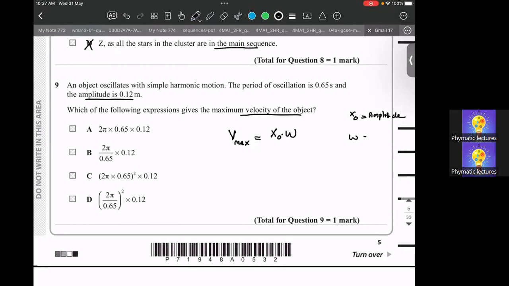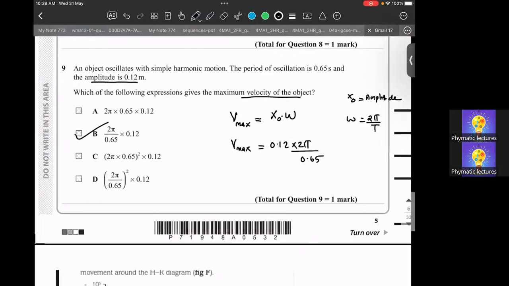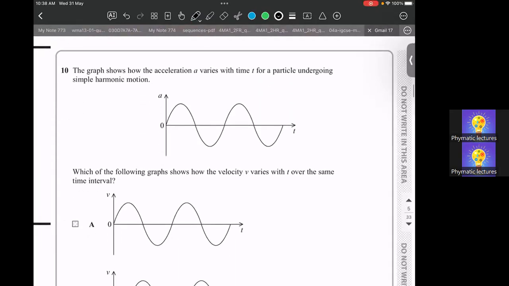And omega means, since the time period is given, what is the relationship between angular frequency and time period? 2 pi by time period is omega. Therefore, maximum velocity is 0.12 multiplied by 2 pi divided by 0.65. So which is the correct option for this? The correct option for this is option B. So that is the idea about question number 9. Hope you got it. Okay, now question number 10.